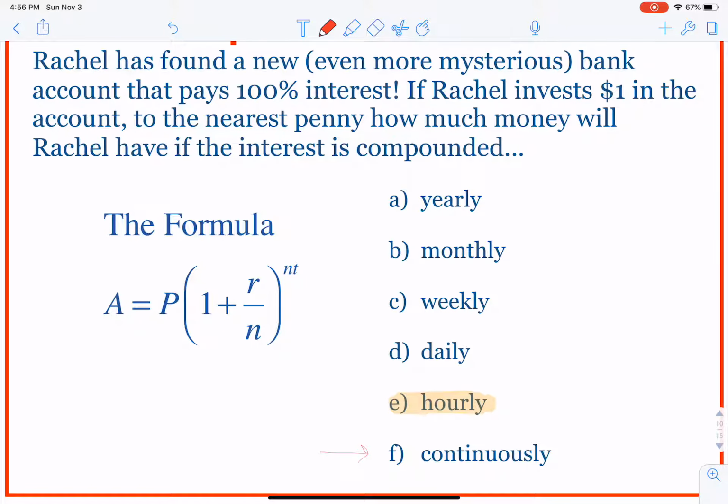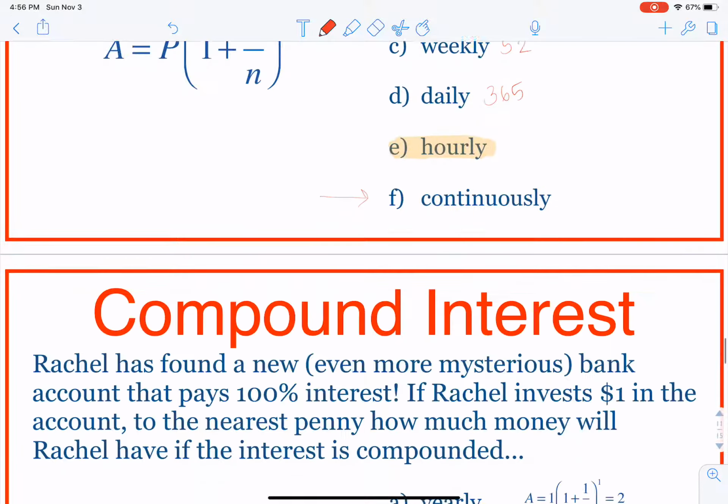So yearly just means once per year. Monthly is 12 times per year. Weekly is going to give me 52 times per year. Daily is going to give me 365 times per year. Hourly will give me even more than that. And continuously, we're talking about gaining interest in your account at every possible second that you could think of, or even that you could not think of.